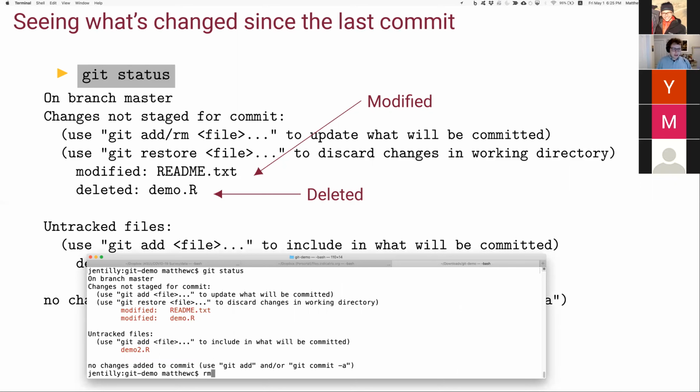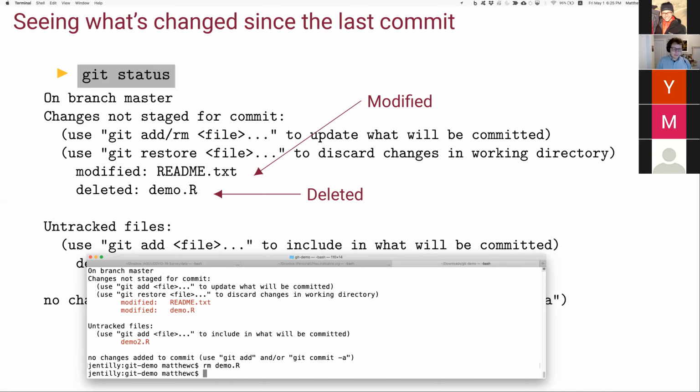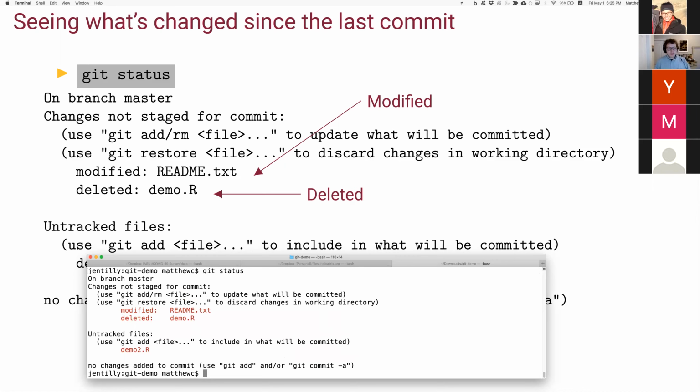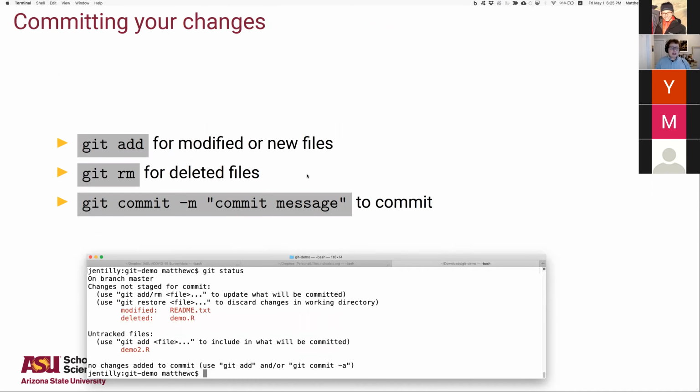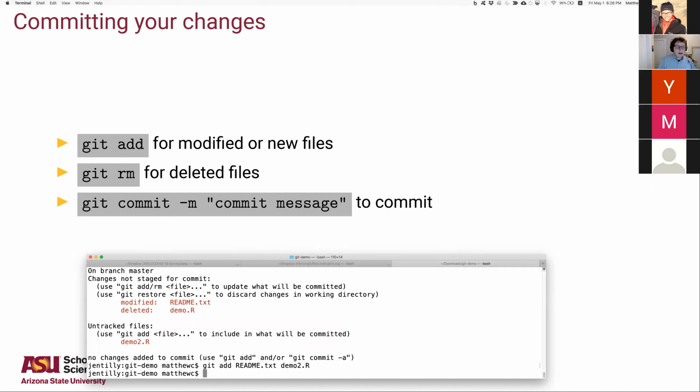So let's see, I'm going to delete demo.r just so what I'm doing here matches the slides. So that's what that slide's telling you. And then when I want to commit these things, I'm going to run git add for any file that's either new that Git doesn't know about, in this case demo2.r, or any file that I modified, to add those changes into Git. So I'll do git add those two files. And if you've deleted a file, you can do git rm and the file name.